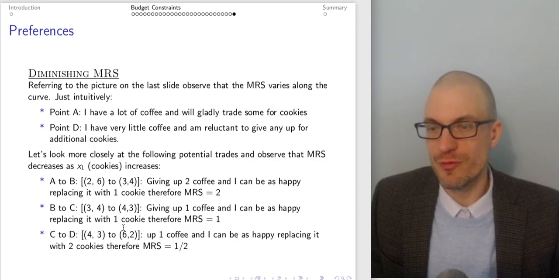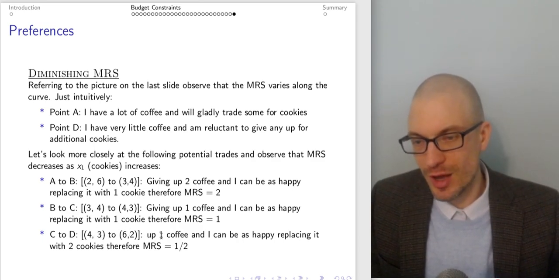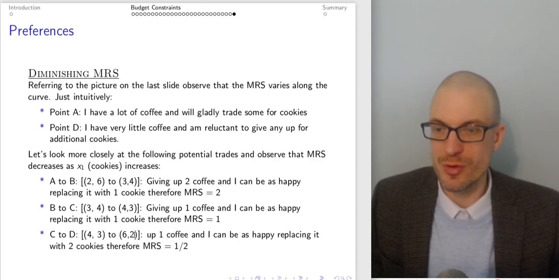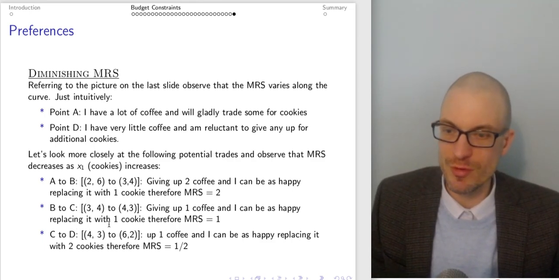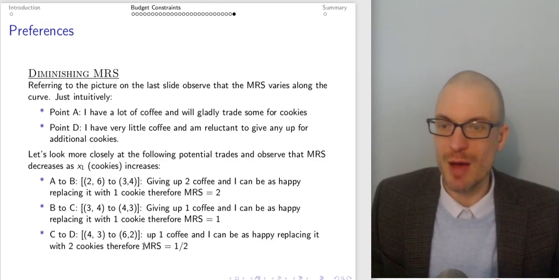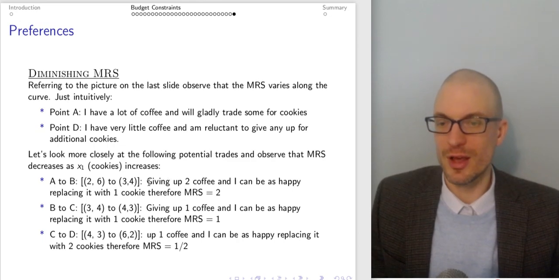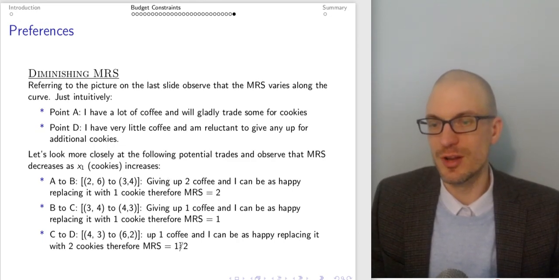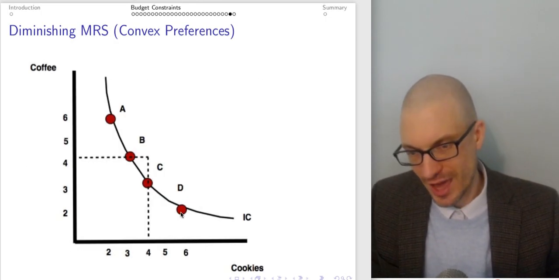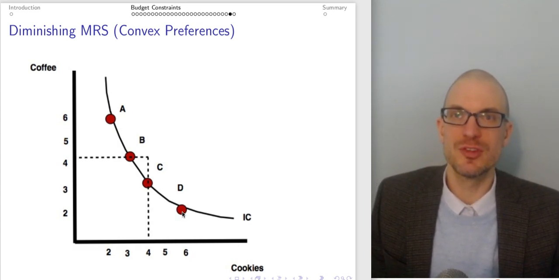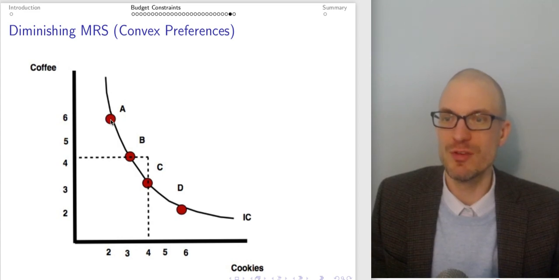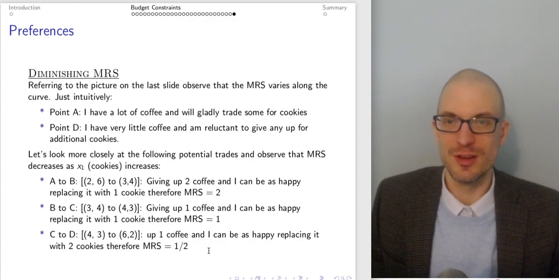If I'm going from 3 to 2, I'm giving up 1 coffee. If I'm going from 4 to 6, I'm getting 2 cookies. Now my MRS, the slope of this line, is 1/2 down here, right? The MRS is governing the trade-off I'm willing to make. With convex preferences, I'm willing to give up more coffee for cookies, the more coffee I already have. I'm willing to give up less coffee for cookies, the less coffee I already have. And that's this right here.